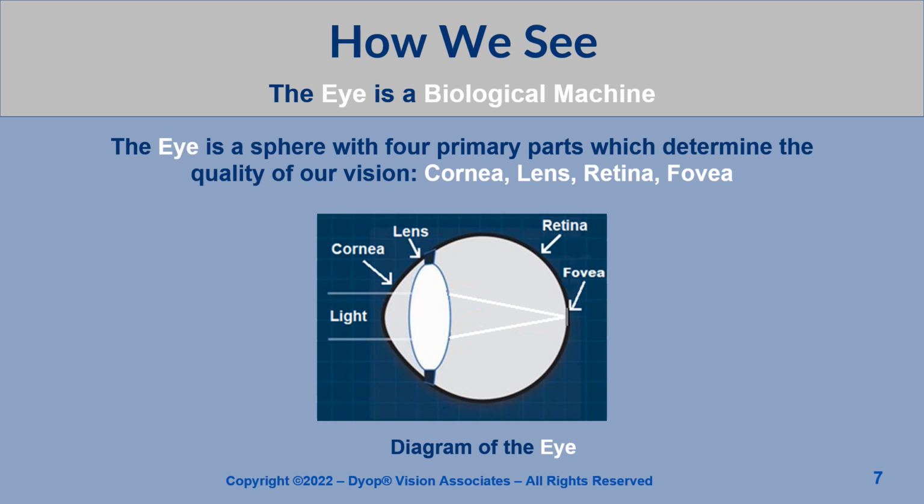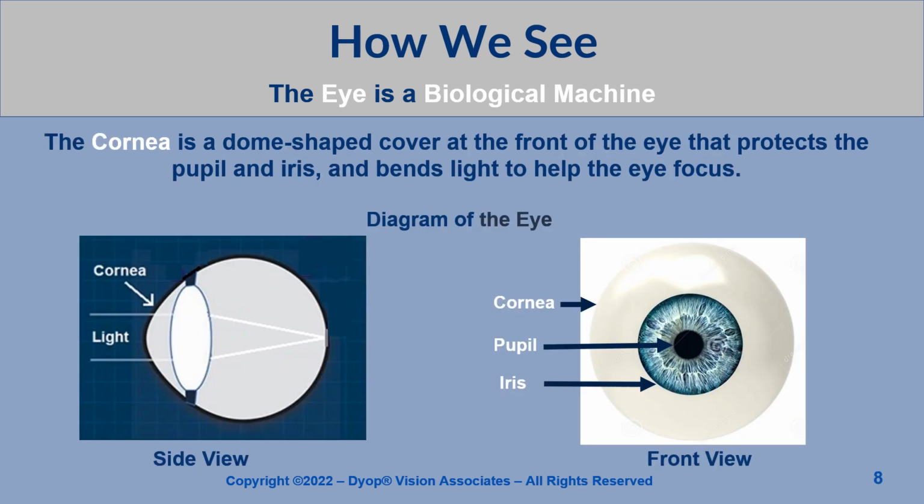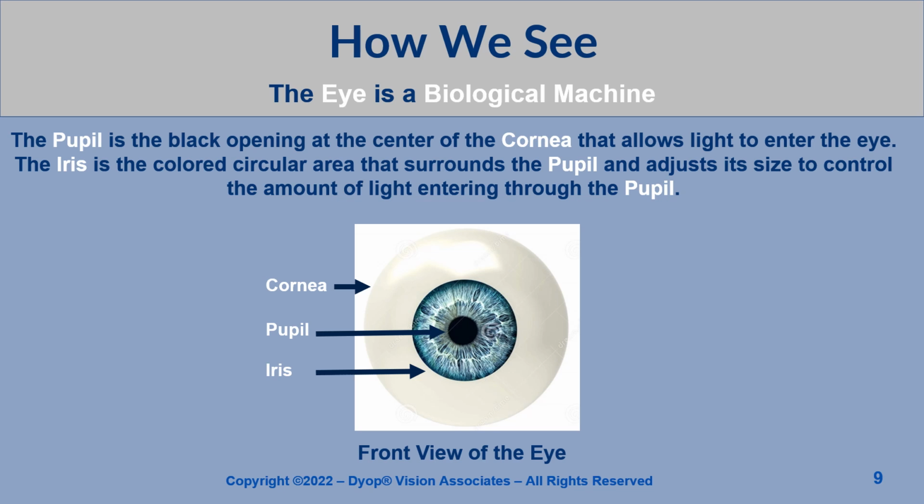To understand how we see, we need to realize that the eye is a biological machine. The eye is a sphere with four primary parts which determine the quality of our vision: the cornea, lens, retina, and fovea. The cornea is a dome-shaped cover at the front of the eye that protects the pupil and iris and bends light to help the eye focus. The pupil is the black opening at the center of the cornea that allows light to enter the eye. The iris is the colored circular area that surrounds the pupil and adjusts its size to control the amount of light entering through the pupil.